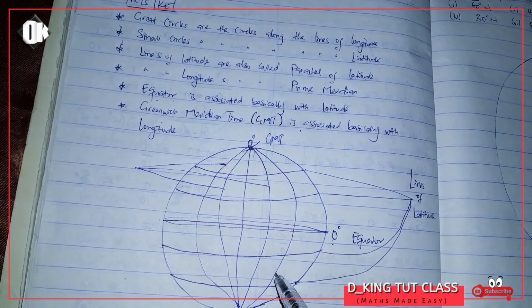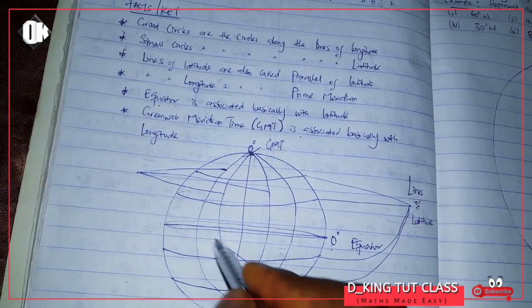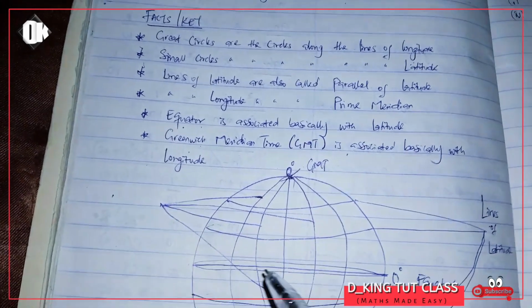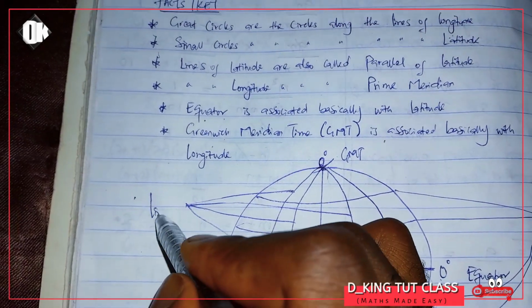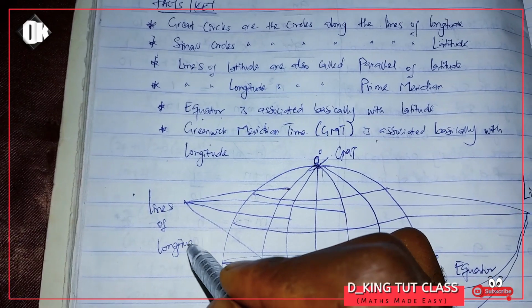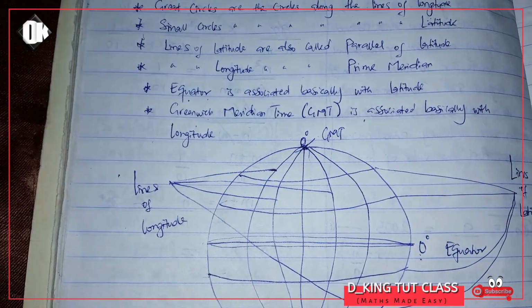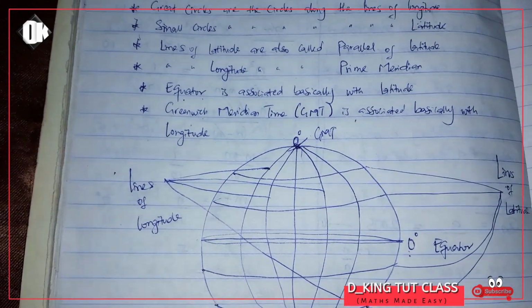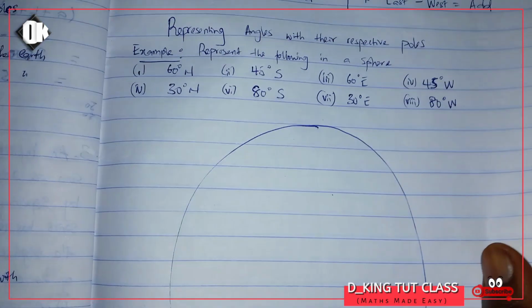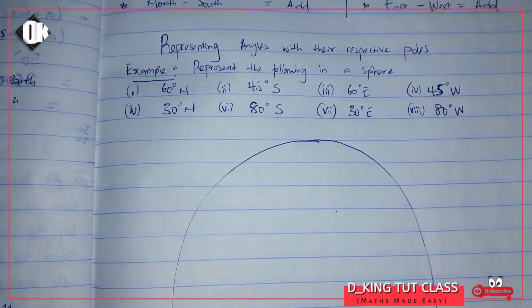Okay, very good. They are my lines of longitude. And remember, lines of longitude are those lines along the east-west region. Lines of latitude are those lines along the north-south region of my pole.